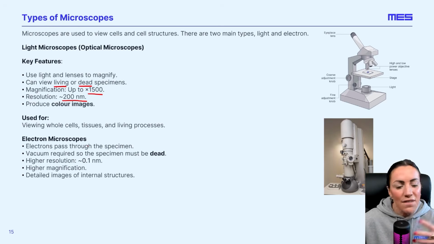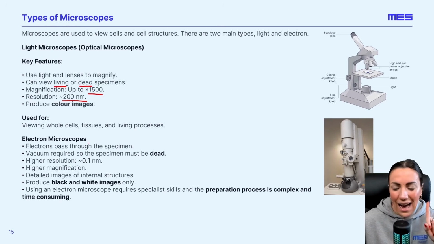And because the magnification and the resolution are so much higher than a light microscope, you can get detailed images of not only cells, but internal structures. You can see the detail of the organelles, even the smallest of organelles can be seen. However, you can only get black and white images because you're using electrons and not light. And it does require specialist skills to use an electron microscope.